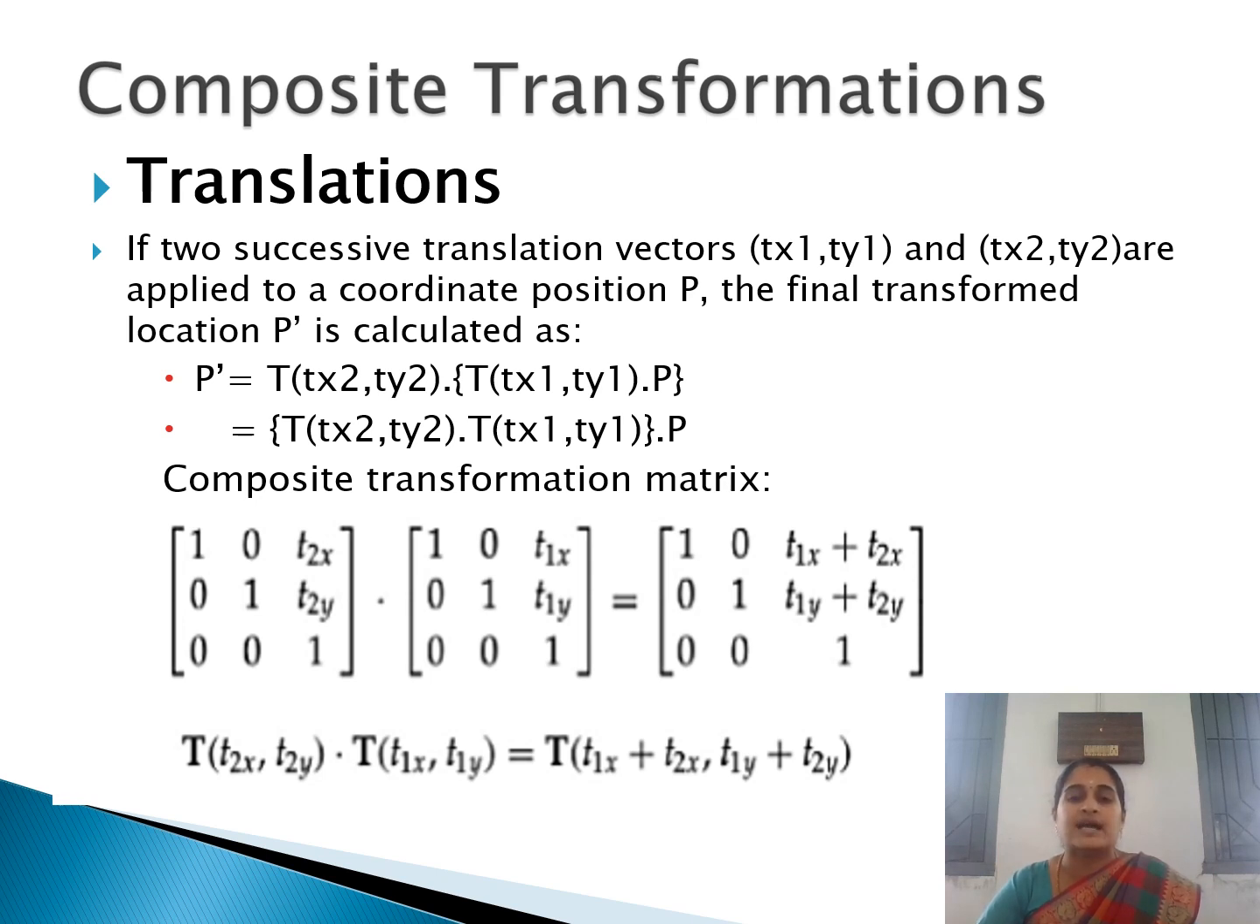This is represented in matrix form, the composite transformation matrix with the homogeneous coordinate. That is why the matrix is represented as a 3 by 3 matrix. The left side is the two translations, that is the second translation and the first translation, which equals the addition of the two translations, tx1 plus tx2, ty1 plus ty2, and the following equation represents the same matrix in equation form.